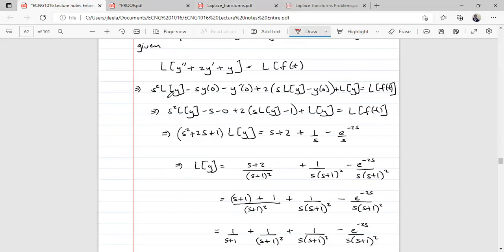But it's always good to remember it because it makes life easier for you. So you have s squared L of y for the Laplace of y, minus s y(0), minus y'(0), plus 2 times s Laplace of y minus y(0), and then plus the Laplace of y. So you make your substitution: y(0) is 1, and y'(0) is 0. So that will be minus s by 1, which is minus s. This will be 0. This will be 2 by s Laplace of y minus 1.